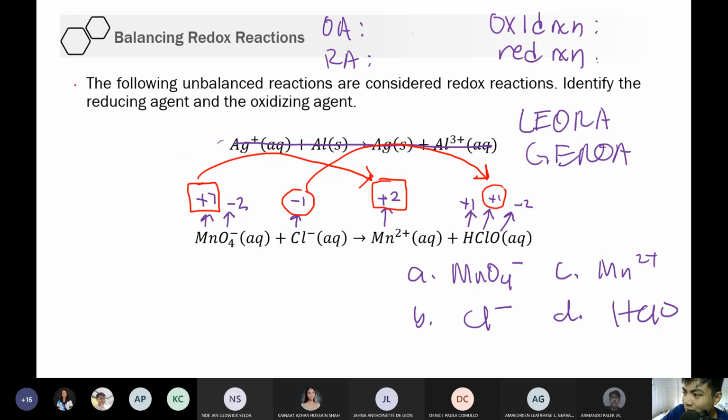Anyway, so makikita nyo that yung manganese natin from 7 naging 2. So, bumaba. Si chlorine natin, from negative 1, naging positive 1. So, tumaas.